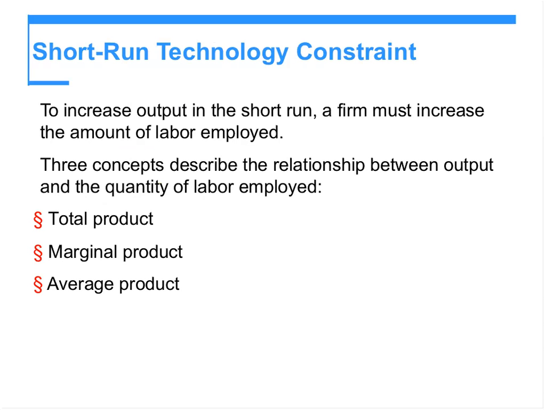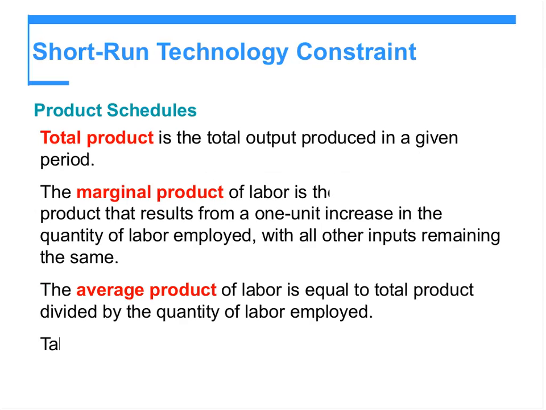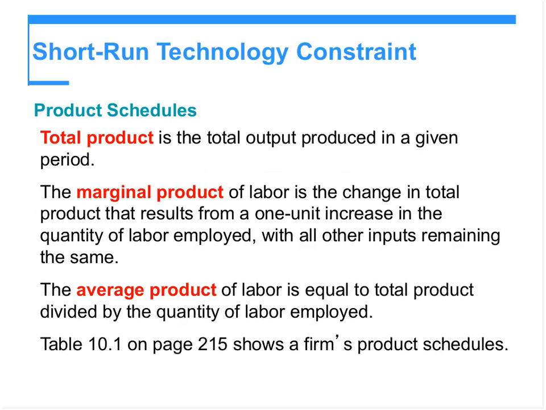Key concept: describe the relationship between output and the quantity of labor employed. One is total product, the other is marginal product, and the other is average product. So we're going to discuss all of them today. Under short-run technology constraint, product schedule: total product is the total output produced in a given period. For example, we want to see all the product that was produced in a period of time. This is how the formula is. What is the output in a specific period of time?